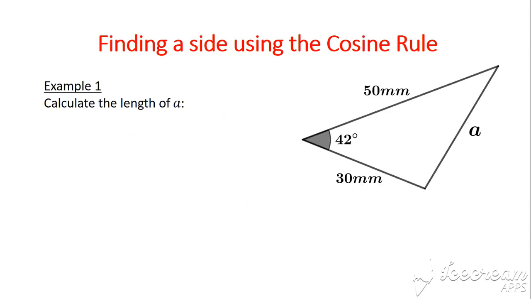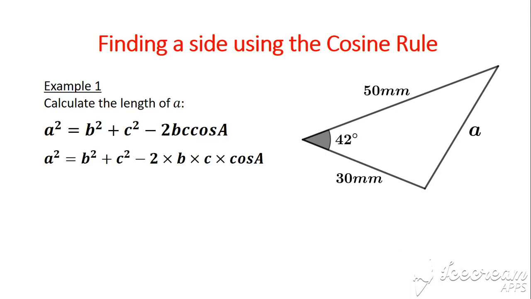Alright, let's get straight into example 1. Calculate the length of A. Well, here's the rule. And if we write it out properly, A squared equals B squared plus C squared, take away 2 times B times C times cosine of angle A. We're trying to find length A. So, we start off and we say this must be angle A, which is opposite length A. And we're going to call the other sides angle B and length B, angle C and length C. Now it doesn't matter which way around B and C are, it'll work whichever way you put them.